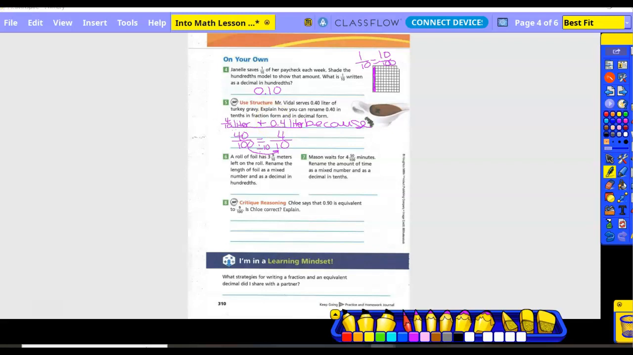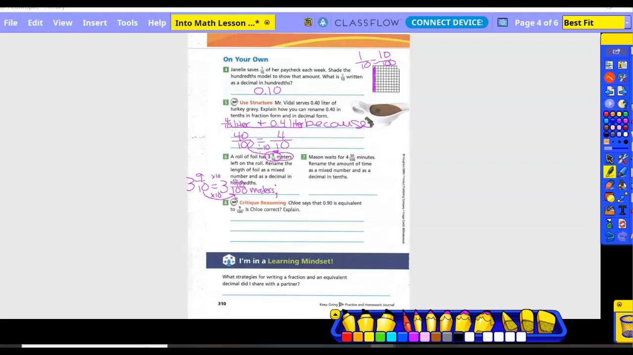Okay, number 6. A roll of foil has 3 9/10 meters left on the roll. Rename the length of the foil as a mixed number and as a decimal in hundredths. So I start with my 3 and my 9/10. I need to pull that out real quick, right? With the meters, because we forgot to have a label. So does my whole number change? No. So I keep that, and my new denominator is what? 100. So how did I get from 10 to 100? Times 10. So what I do on the bottom, I do on the top. So 9 times 10 is 90. And what's my label? Meters.